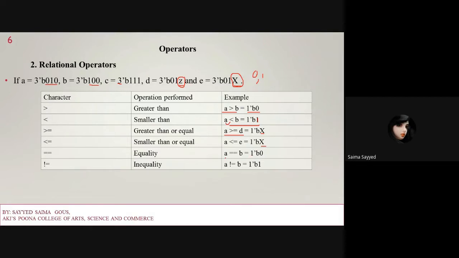Then equality: A is equal to B? No, it is not equal. Here A is 010 and B is 100. So A is not equal to B. So it is a false statement, and we have to write a 0. Then A is not equal to B, right? It is true. So here we have to write true, that is 1. So a 1-bit binary number 1.